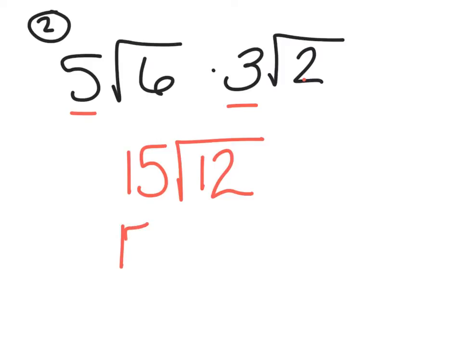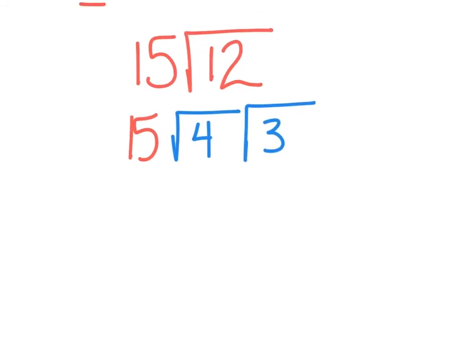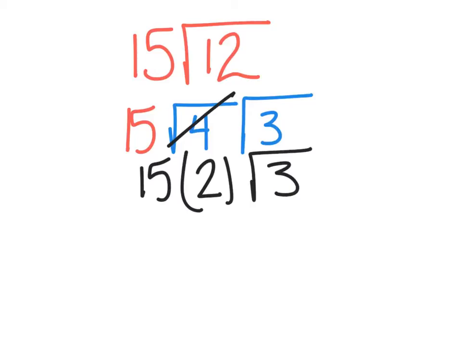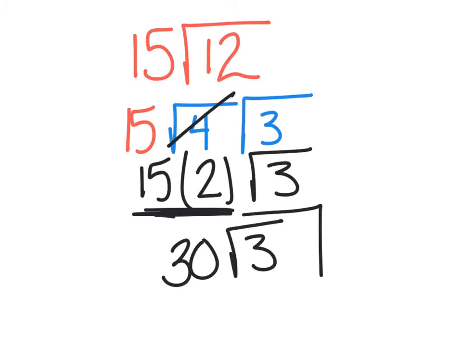We're going to leave the 15 in front, and we're going to break 12 down. 12 multiplies to 4 times 3, and then I'll say to myself, okay, I know the answer to radical 4 is 2, so I have 15 times 2 radical 3. So now again the numbers outside get multiplied together. Notice there are no plus signs in this problem, so I would say 30 radical 3.